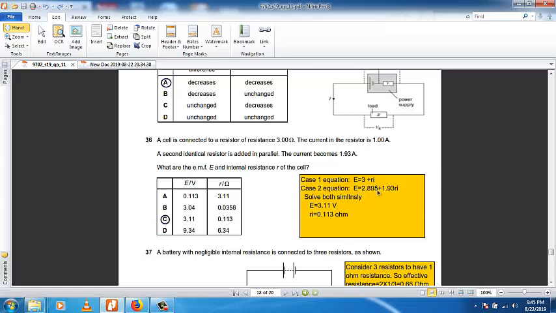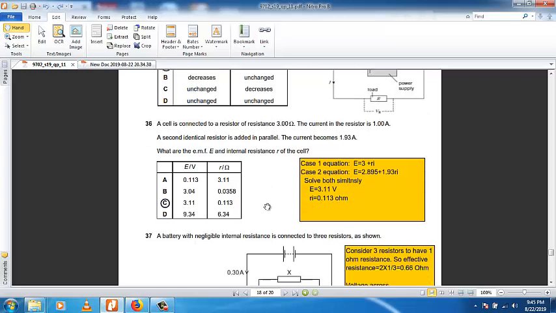So we just have to solve both of these equations, and the EMF would become 3.11 and the internal resistance would become 0.113 ohms. So C is the answer.